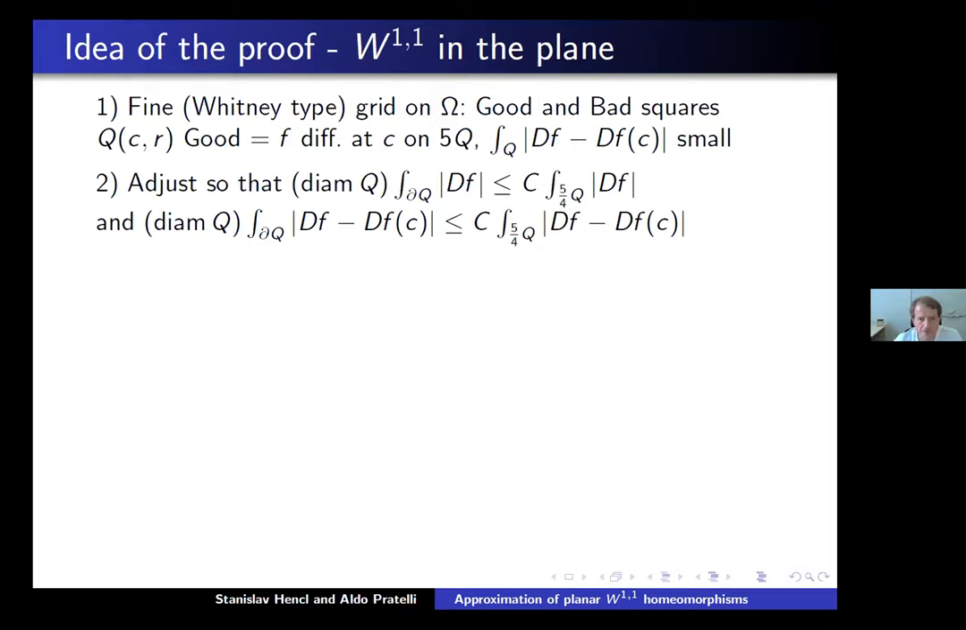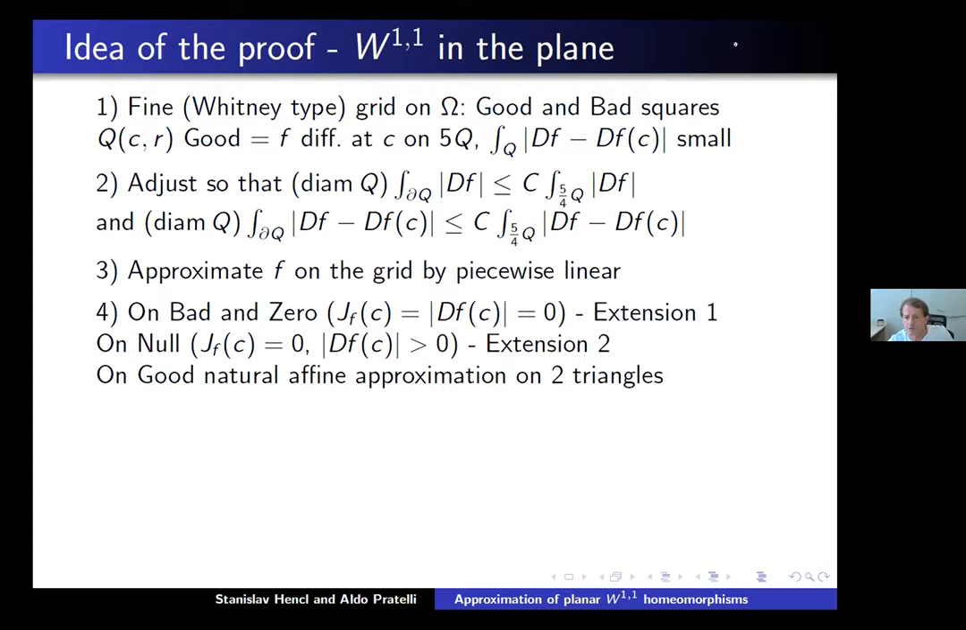So first I find some Whitney type approximation of my domain. So I hope it's possible to switch. Well, let's say stop sharing. Perfect. Now do you see my usual screen? Or no? We see all of you. Okay, I will try to. Sorry, that was not a good idea. Perfect.